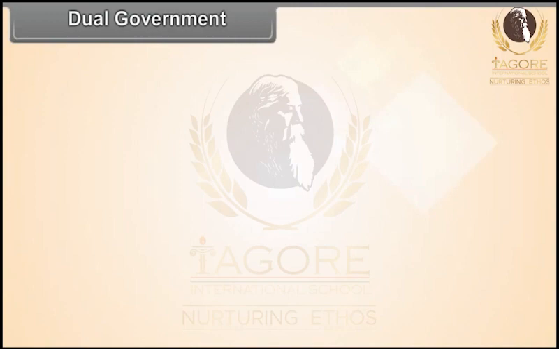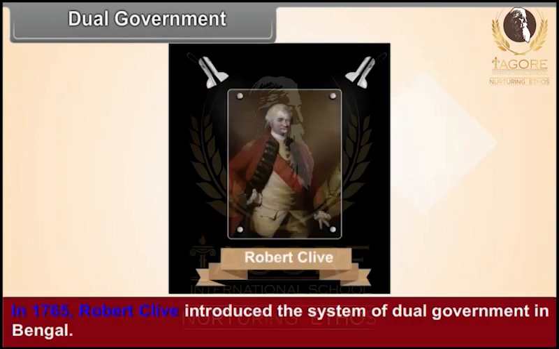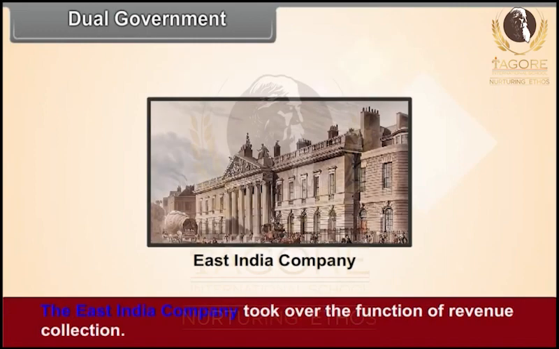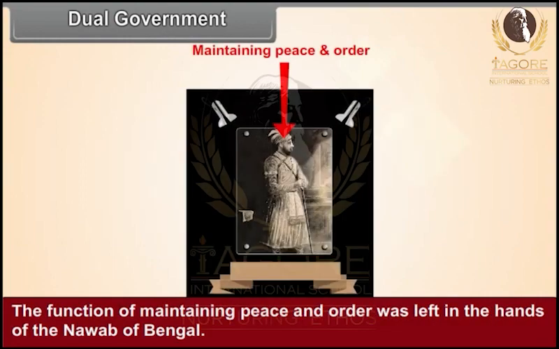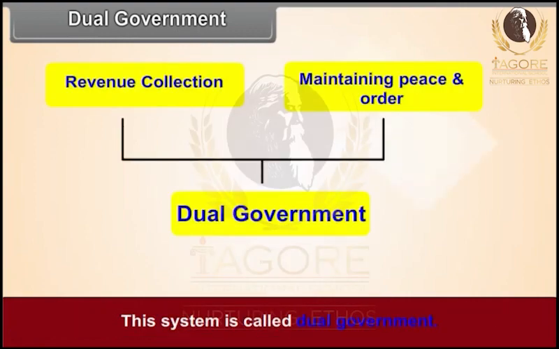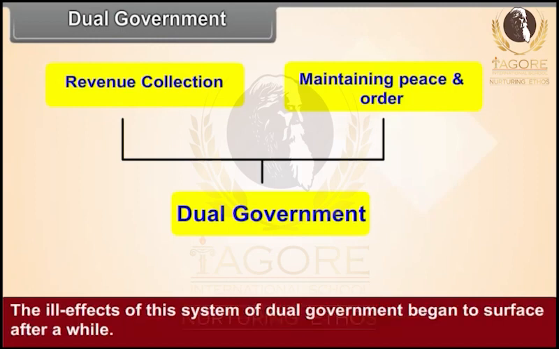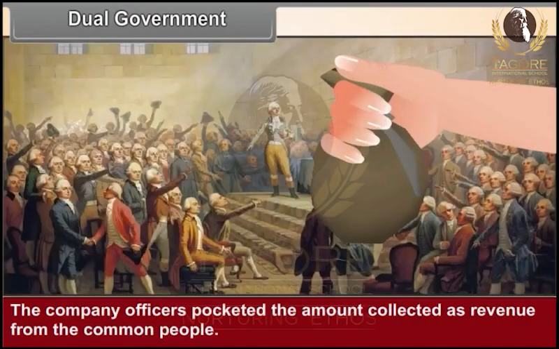Dual government. In 1765, Robert Clive introduced the system of dual government in Bengal. The East India Company took over the function of revenue collection. The function of maintaining peace and order was left in the hands of the Nawab of Bengal. This system is called dual government. The ill effects of this system of dual government began to surface after a while. The company officers pocketed the amount collected as revenue from the common people.